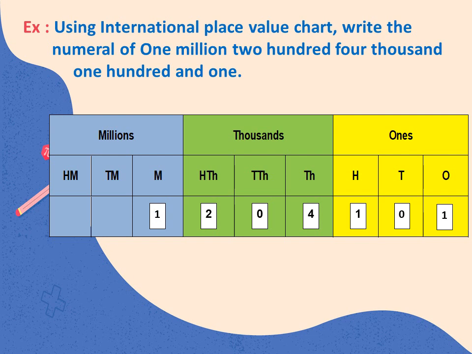So how to write the numeral of this? We have already entered it in the place value chart. Now we need to copy all the digits and separate the periods by commas. Here 1 is in the millions period, 204 comes in the thousands period, and 101 is in the ones period. That is 1 comma 204 comma 101, because 1 is in the millions period, 204 in the thousands period, 101 is in the ones period. We read it as 1,204,101.